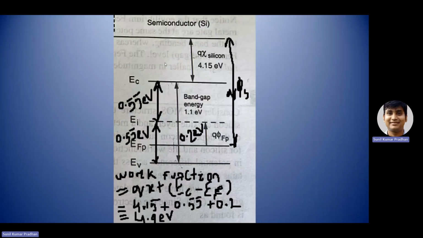Now what is my work function? Work function is the amount of energy required to move the electron from the Fermi level to the free space. So my total work function will be 4.15 eV plus 0.55 eV plus 0.2 eV. So total will be 4.9 eV. So the work function for the p-type silicon substrate is 4.9 eV.